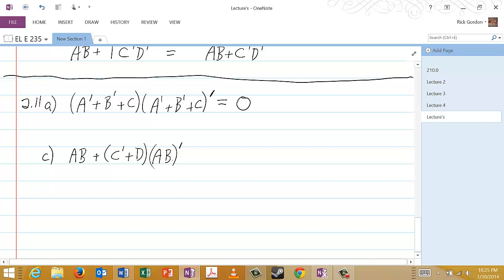So if I were you and I were faced with a problem like this, what I would do is I would let AB, I would simplify it and call it X. And similarly, I would call C complement or D, Y. And of course, AB again is X, but this time we have that complemented, so we have X complement. So this has the same form as X or X complement Y.